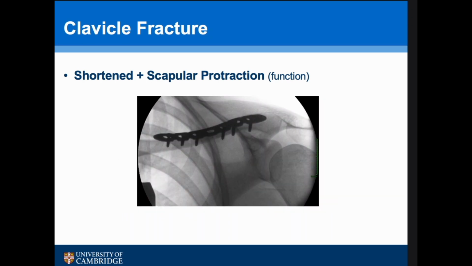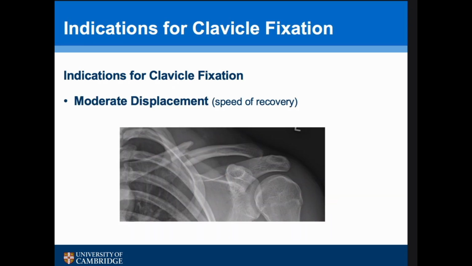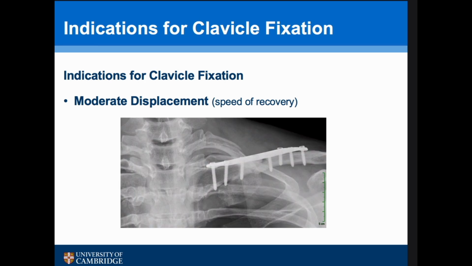And this is an example of moderate displacement. So this actually was a jockey. So we fixed this up, and they were back riding within a couple of weeks.